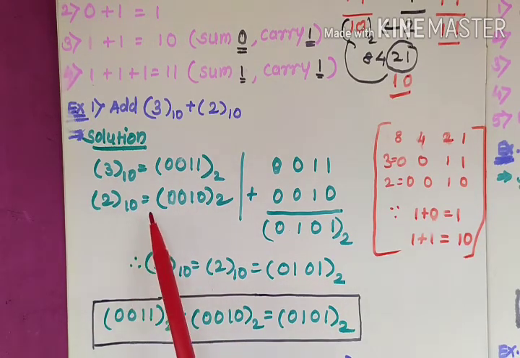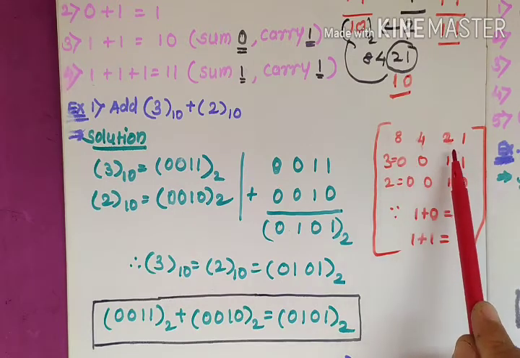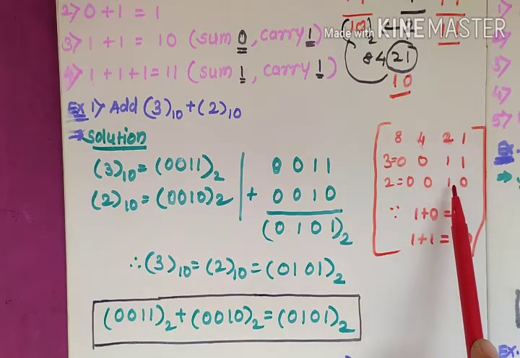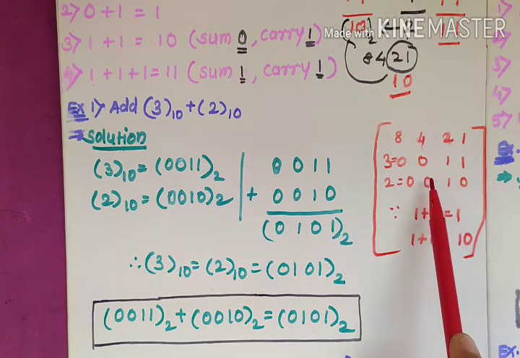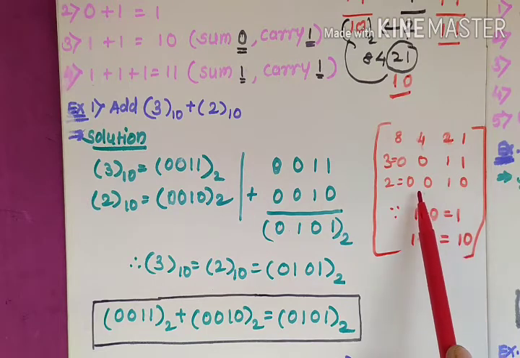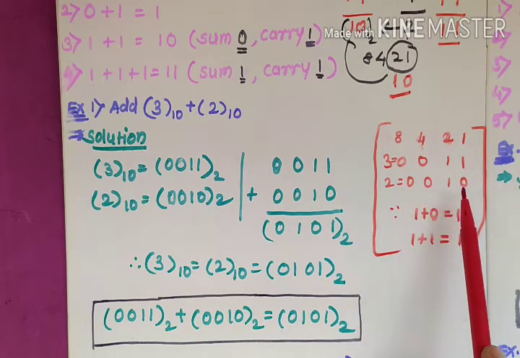What about 2? In a similar way, according to this 8421 binary weightage code, we only write 1 below the digit 2 and the remaining digits are represented by 0. So you will get the binary equivalent of 2 decimal as 0010.